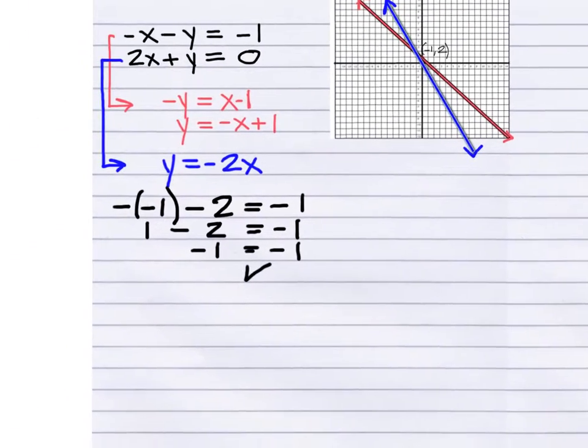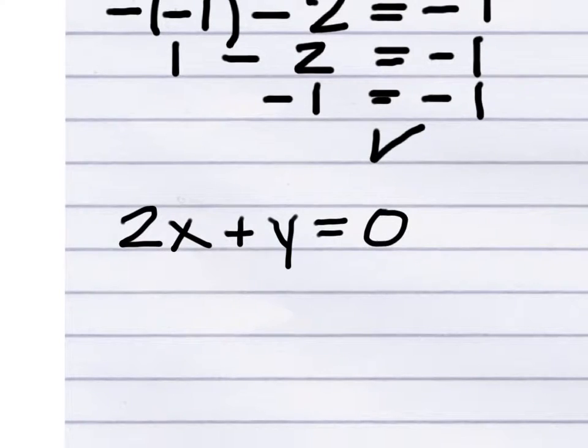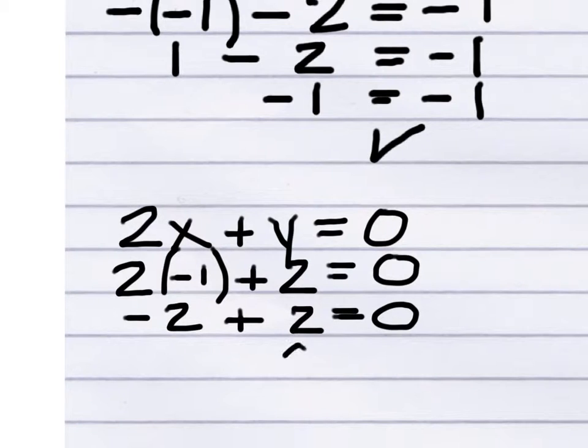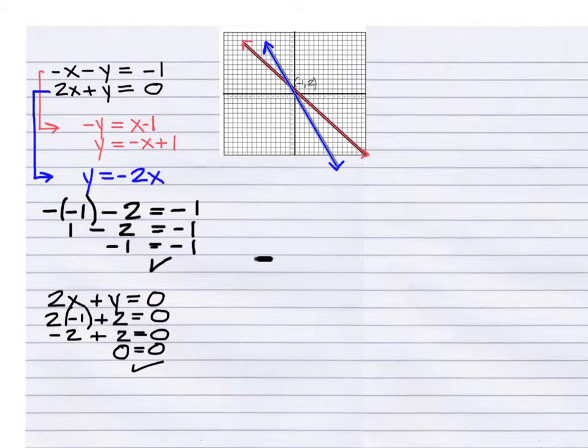For the other one, 2x plus y equals 0. Let's put in a negative 1 and then a 2. So negative 2 plus 2 comes out to be 0. So that one works out as well. The answer is indeed negative 1, 2.